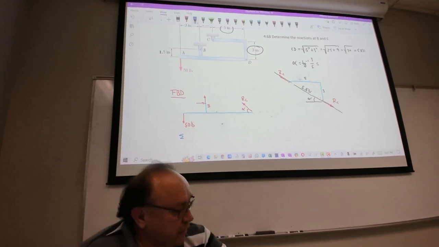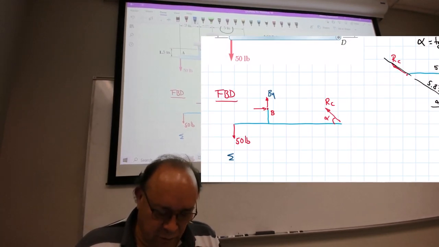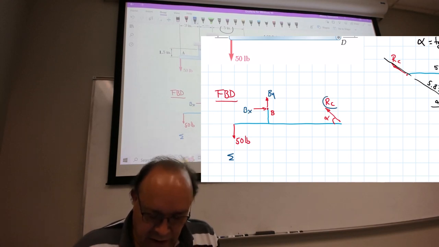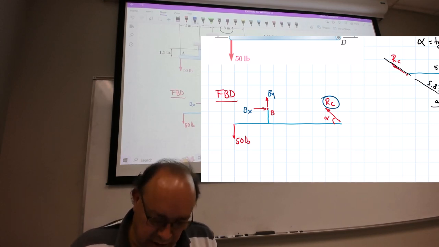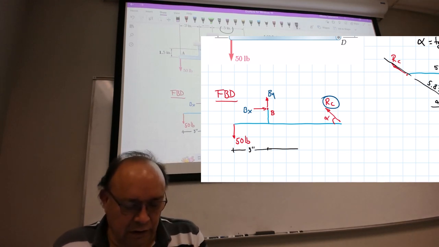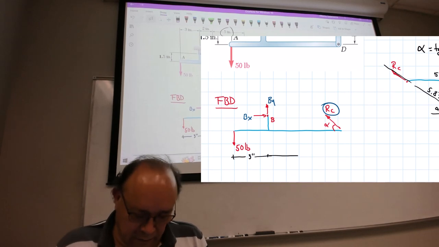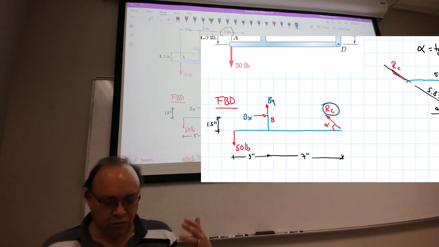And remember, we haven't finished this diagram. This diagram needs labels here. Let's call it BY and BX. And this one is already known, RC. And maybe it's a good idea to put some dimensions here so our diagram is better. So you put here 3 inches, and this is 7, all the way to there is 7, right? Yeah, 7 inches, all the way to here. And this distance here is 1.5 inches. I guess that's enough. That will be a good free body diagram.